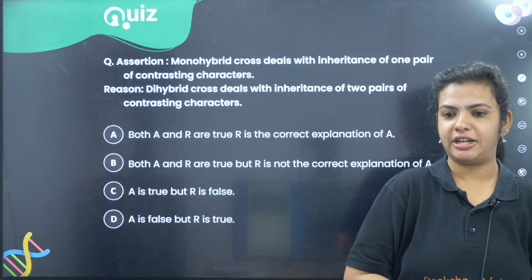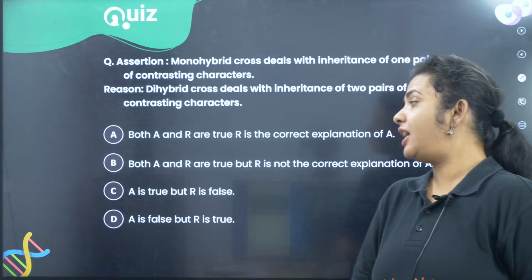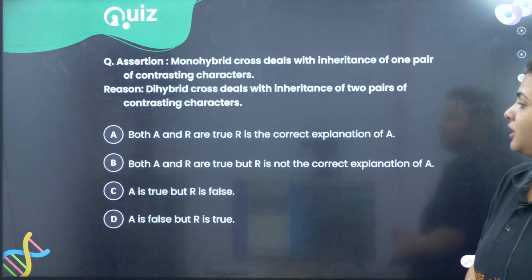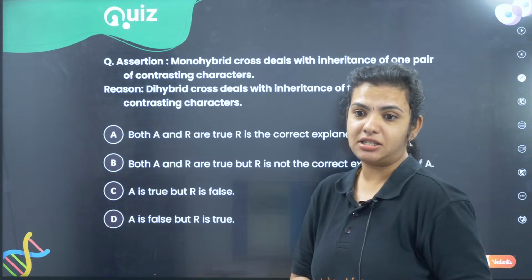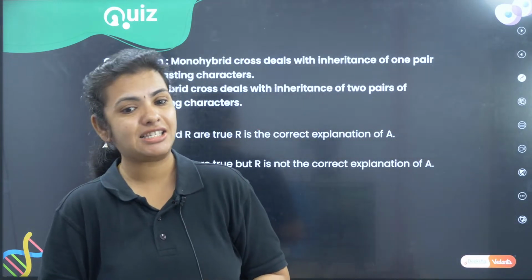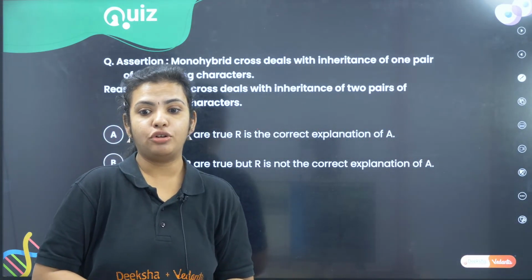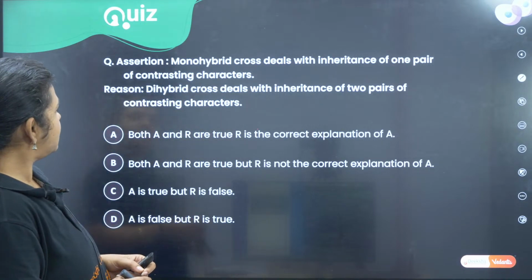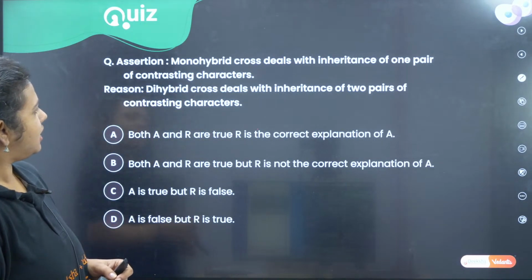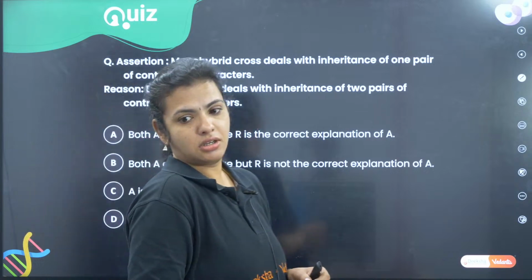Most of you are getting it right. So, Ifra has given option C as the answer. Anybody else? Purvika says C, Danish says C. Okay, reason is false. Okay.